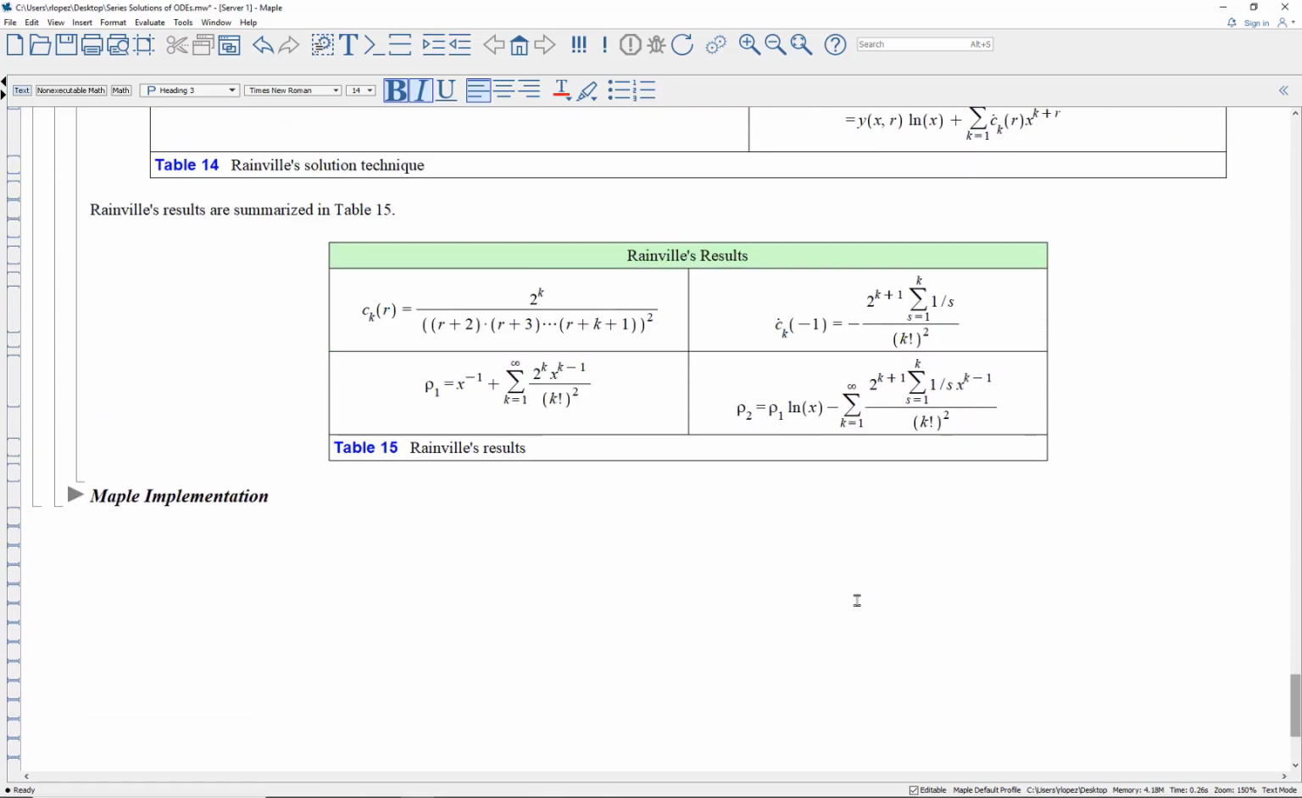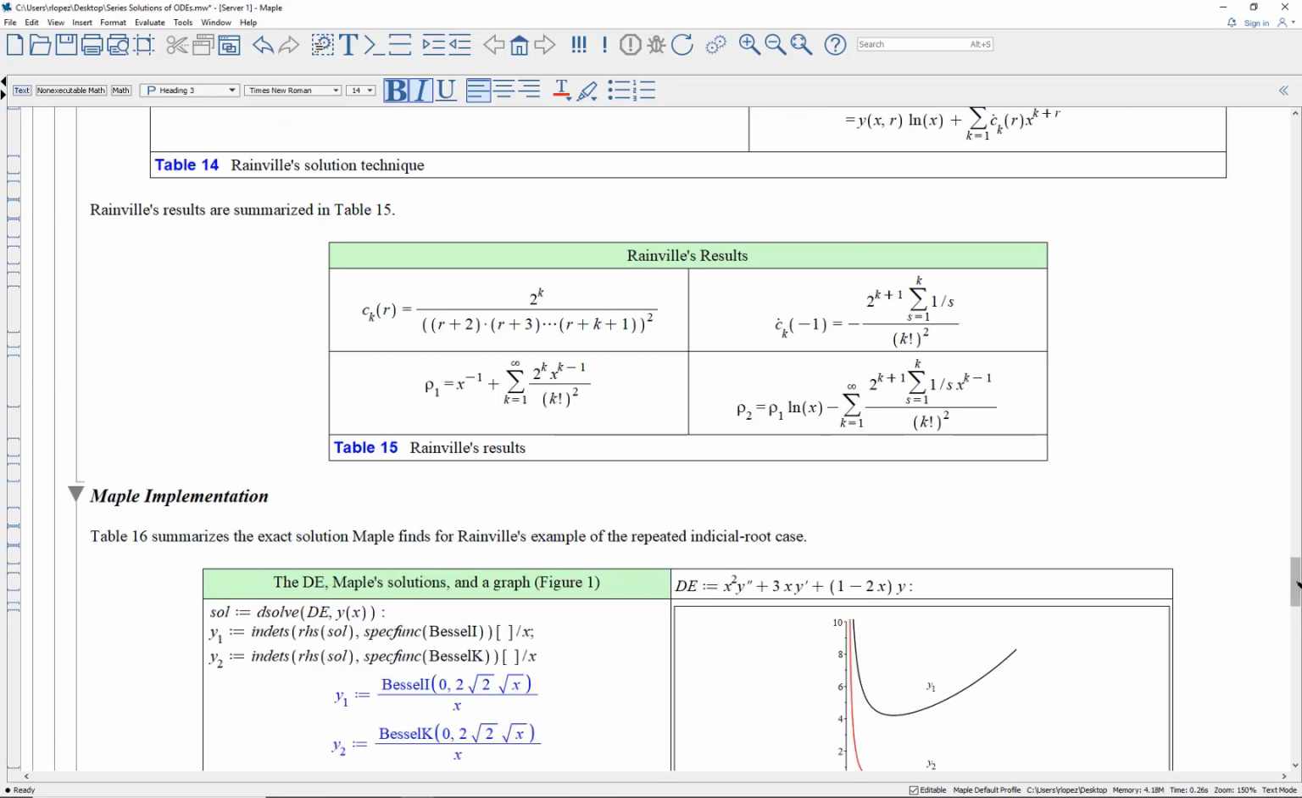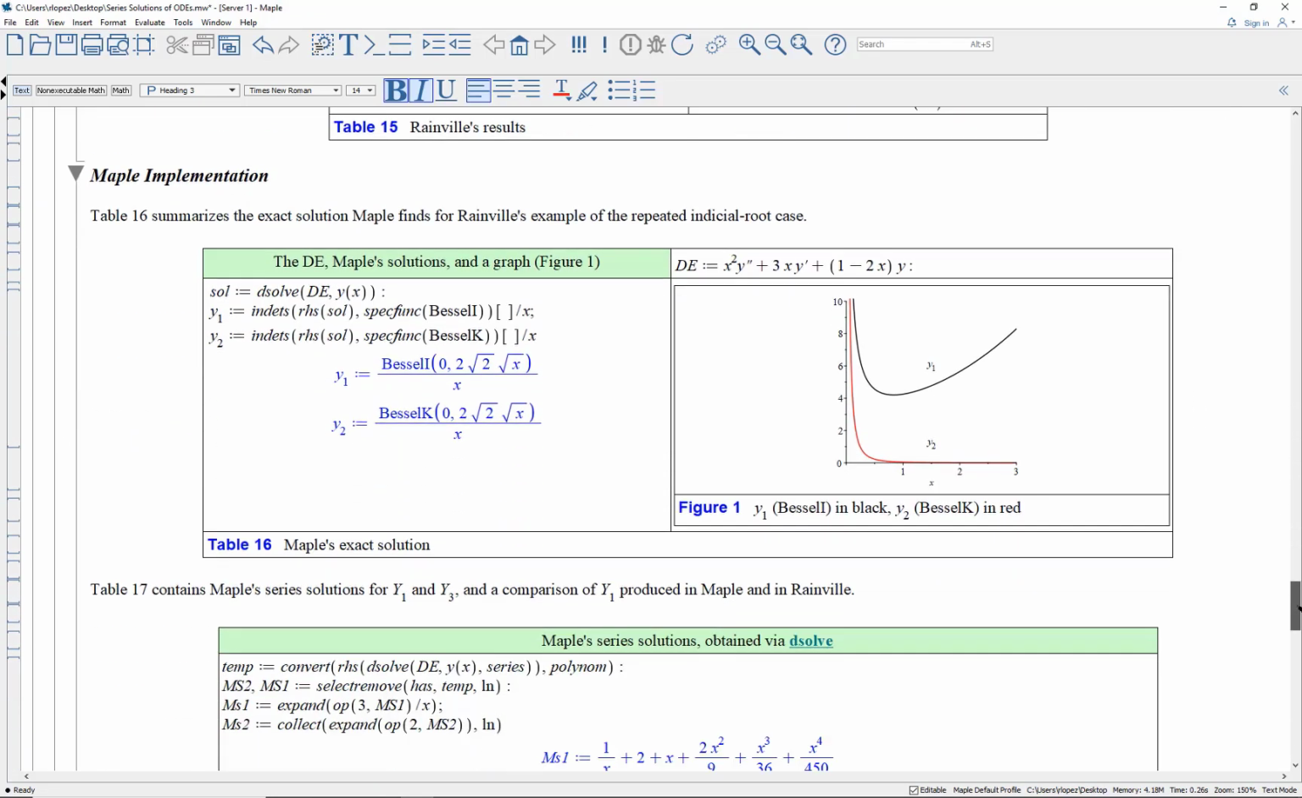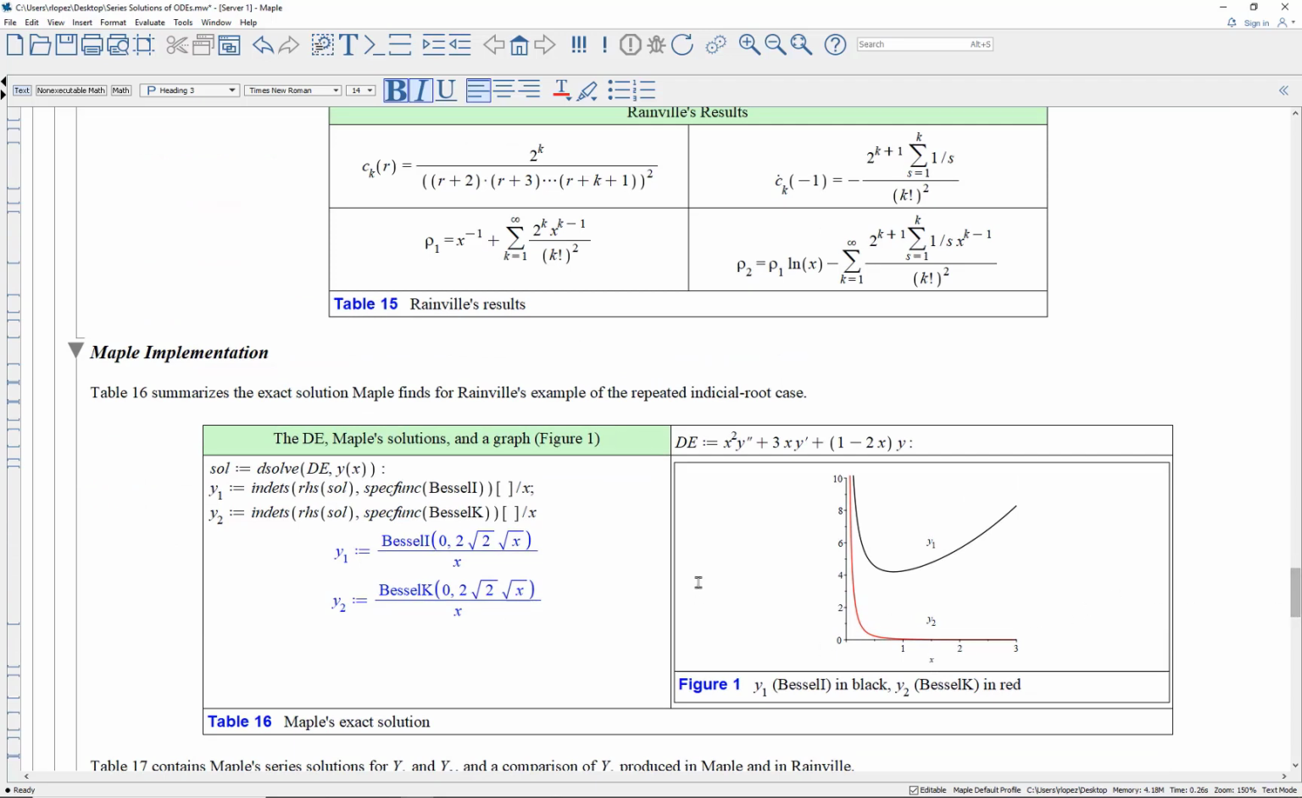So let's see what Maple can do with this problem and what help it might be in implementing some of this material. Okay, differential equation, dsolve, two solutions. They're Bessel functions. Bessel I, Bessel K, divided by x. And here's a graph. Here is the Bessel I over x, and here's the Bessel K over x. This one goes to 0. This one is going to go up to infinity.